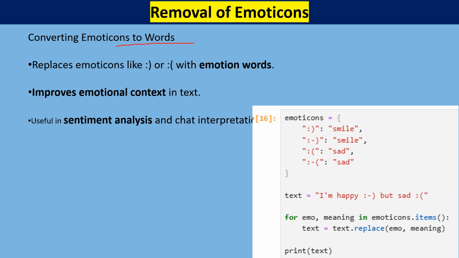In this step, we define a dictionary that maps emoticons to their meanings. Then we replace any emoticon in the text with the corresponding word. This helps NLP models interpret sentiment or emotion explicitly rather than guessing from symbols. Depending on your use case, for sentiment detection, convert emoticons to words. For formal processing, you might choose to remove them altogether.